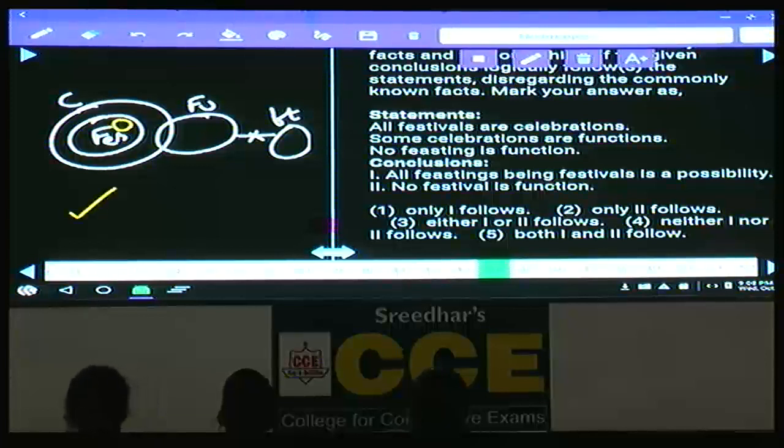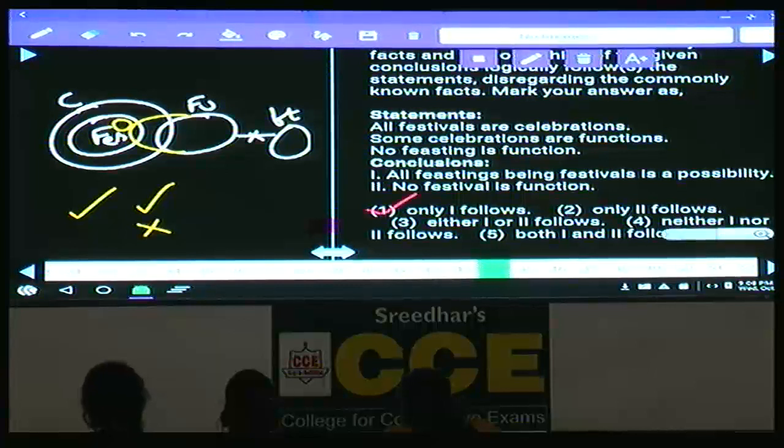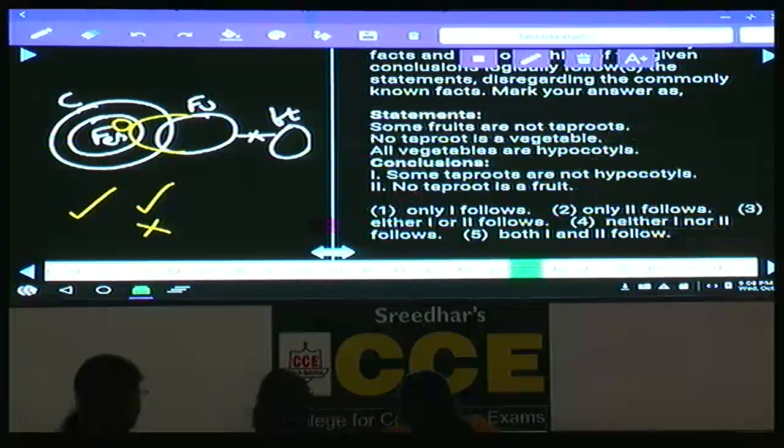Yes. Second one, no festival is a function. As of now, no festival is a function is true. To make this one false, I can draw the conclusion like this. Hence, alternate diagram proven, the previous conclusion will be false. Then what is your answer? Only one follows, that is choice 1. 44, choice 1. Then coming to question number 45.